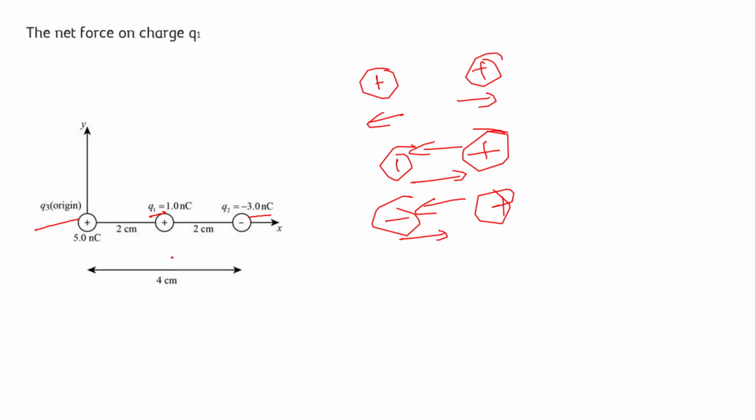So from here, as you can see, the force due to Q3 on Q1 would be in this direction, and the force due to Q2 on Q1 would be in this direction. This is the force of attraction and this is the force of repulsion. So let's consider this force as F2 and this force as F3.